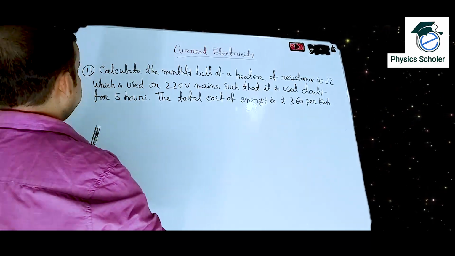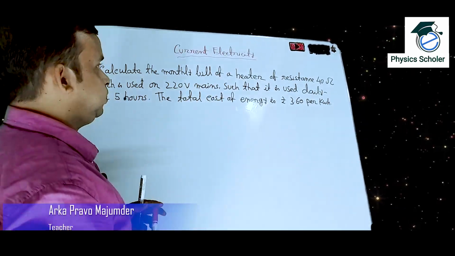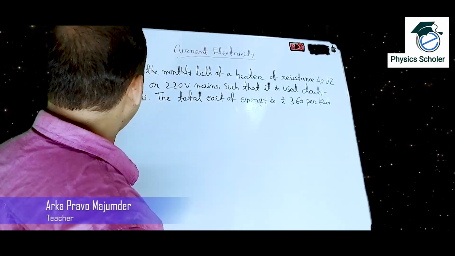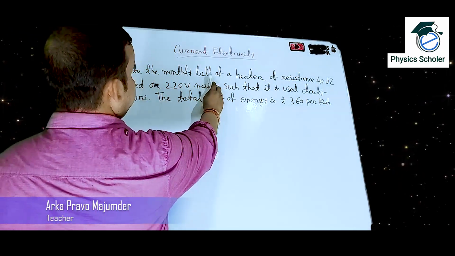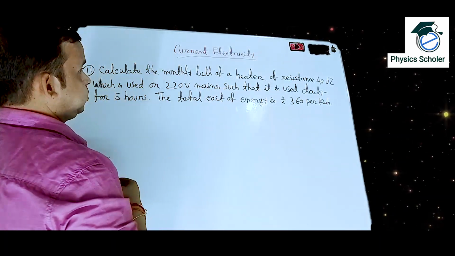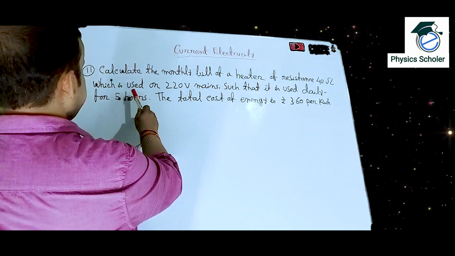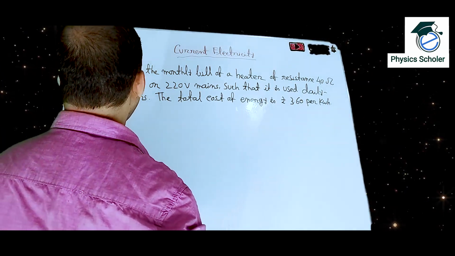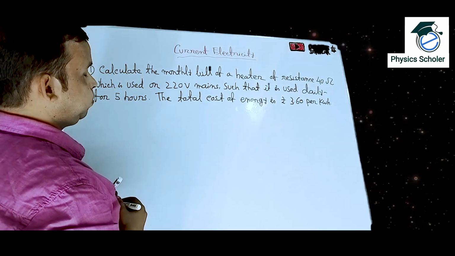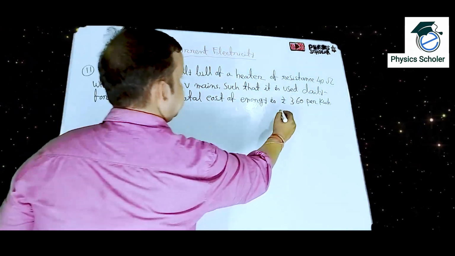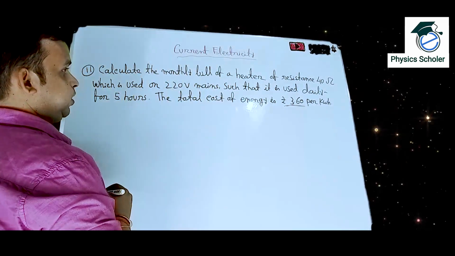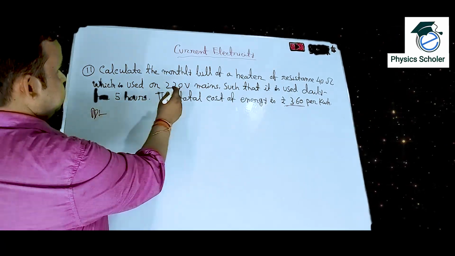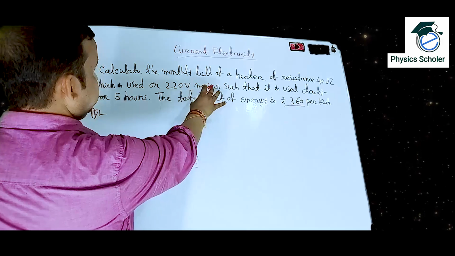So students, here is another very simple numeric sum. This type of sum is very common. Calculate the monthly bill of a heater of resistance 40 ohm which is used on 220 volt mains such that it is used daily for 5 hours. The total cost of energy is given, that is the charge per unit of electric energy per month. So now we have to do the calculation. Calculate the monthly bill of the heater.